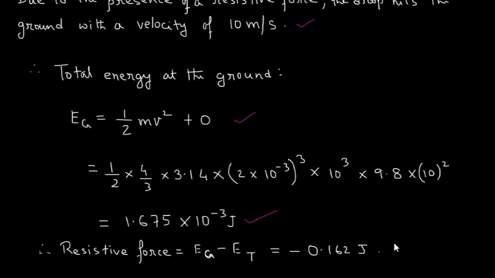Therefore, the work done by the resistive force is equal to Eg minus Et. Upon calculating, we get minus 0.62 joule. Let us see the next problem.